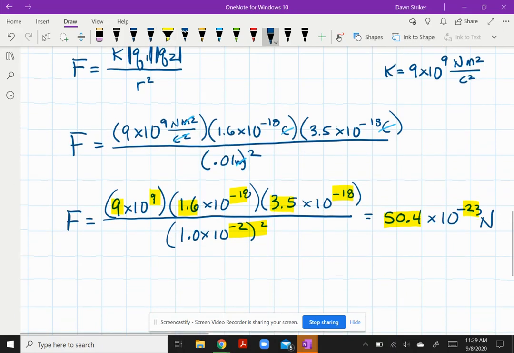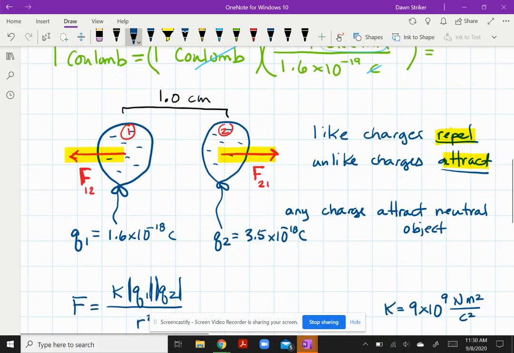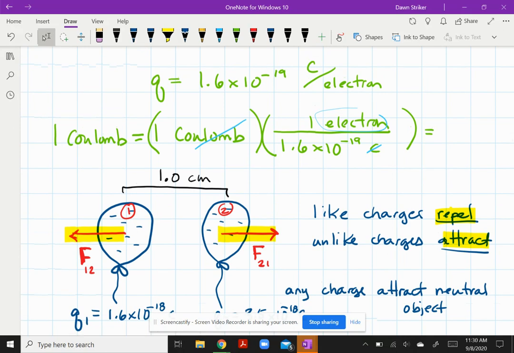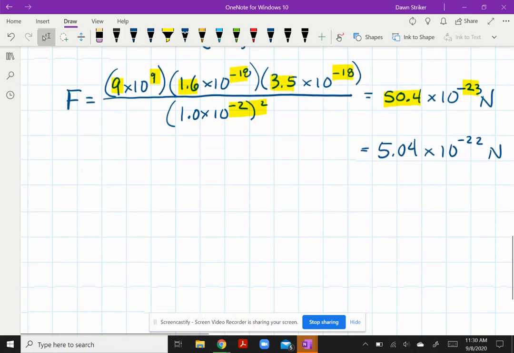Okay, so then I took my calculator out, and sure enough, my calculator gave me 5.04 times 10 to the negative 22 newtons. And that is the force between those very lightly charged balloons. Okay. So that's how to use Coulomb's law.